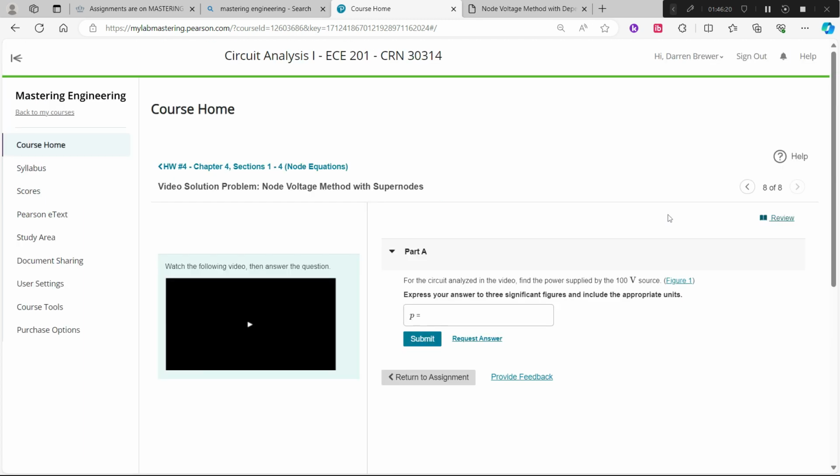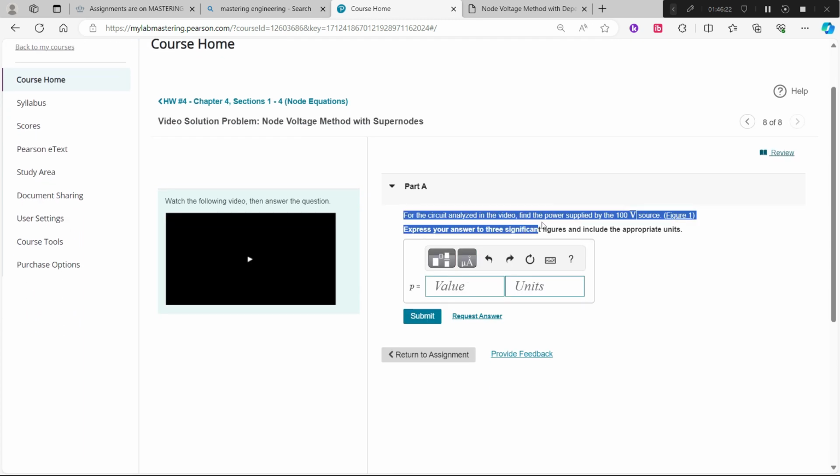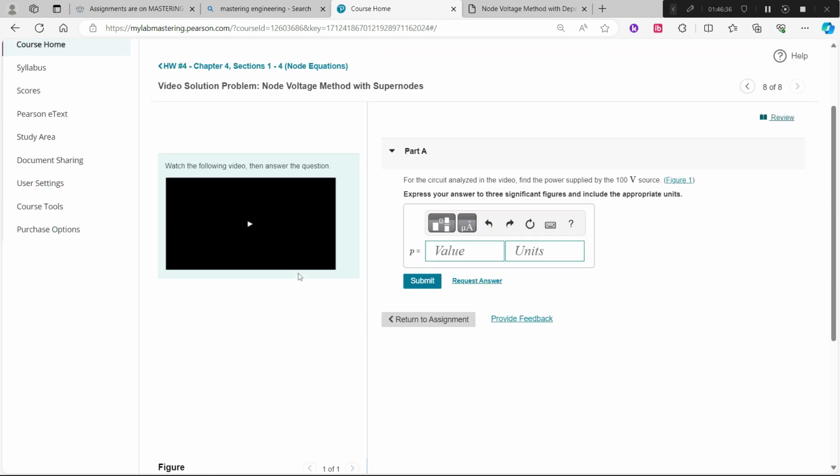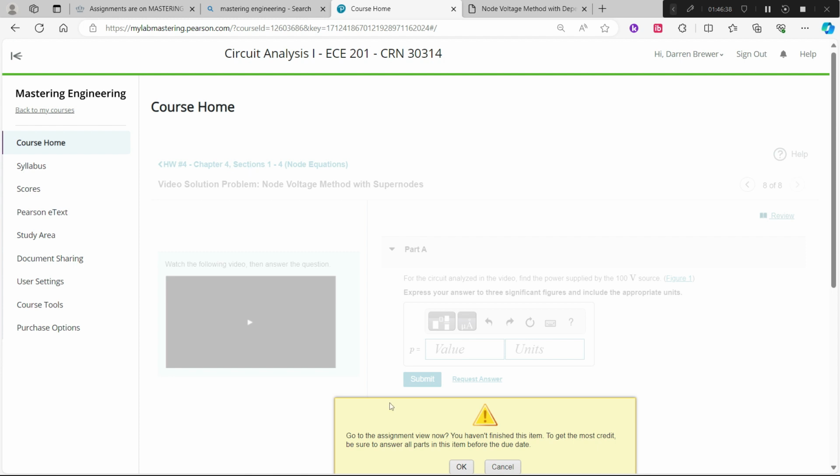I don't think I did 8. Let's see. For the circuit analyzed in the video, find the power supplied by the 100 volt source. Power supplied. Well, power is equal to current and stuff. There's some math behind that. May or may not get into that.